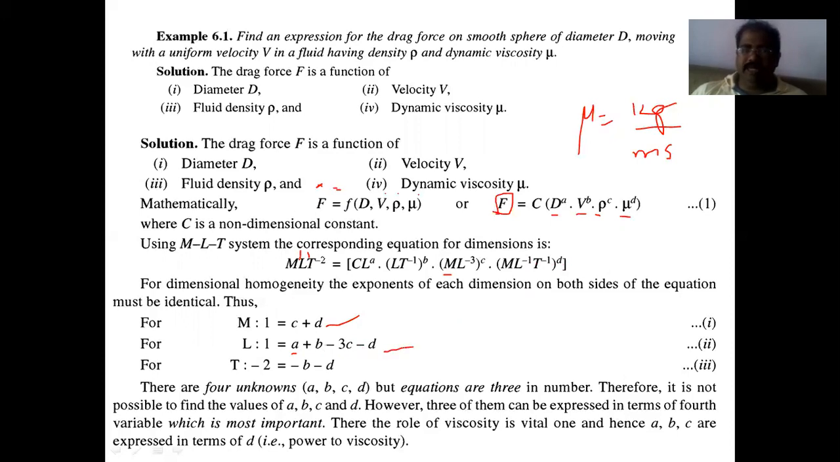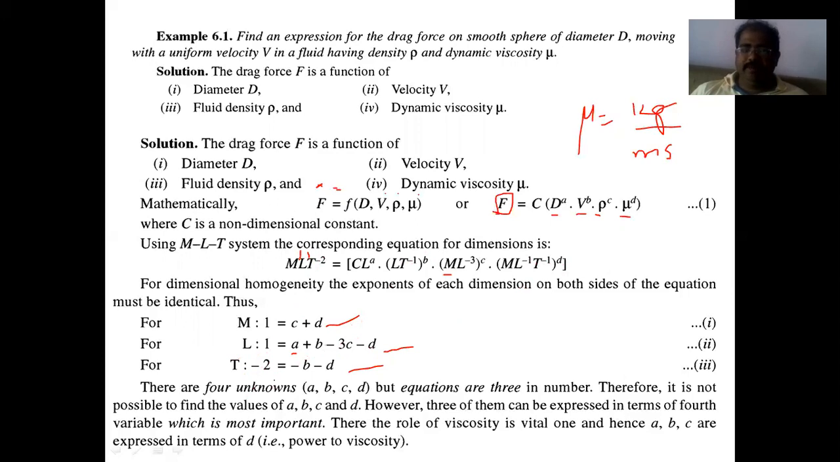And thirdly, T raised to power minus 2. Here the power is minus 2. That's why we are using T raised to minus 2 is equal to minus b and minus d. This is the third equation.